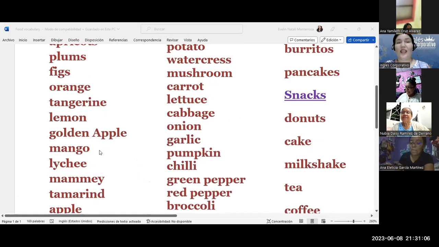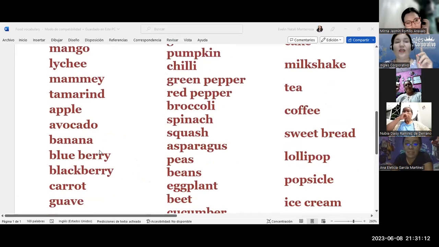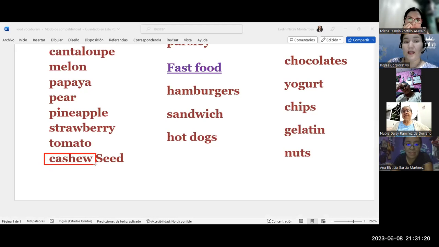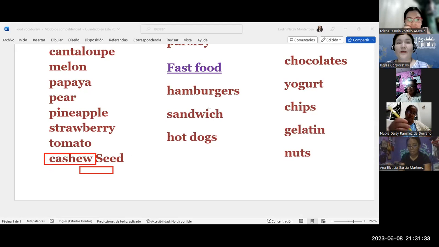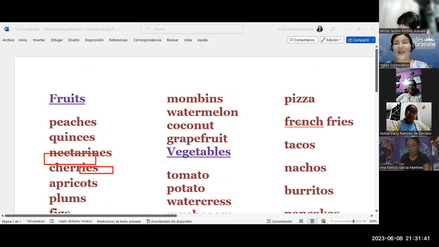So the cashew seed. Here we have the two things. In this part, you say the cashew is the fruit, and the cashew seed is the top. Es la semilla de marañón. Solo el cashew es marañón. Cashew. And we have the next one, the mung beans.